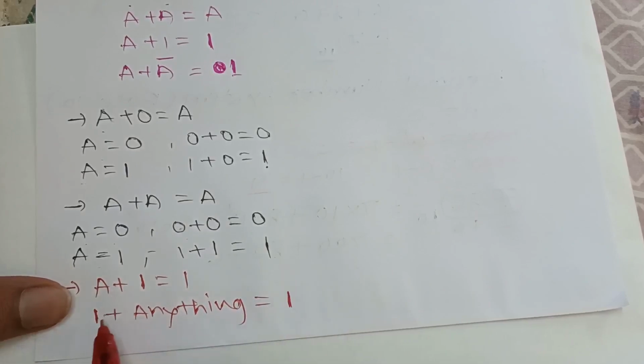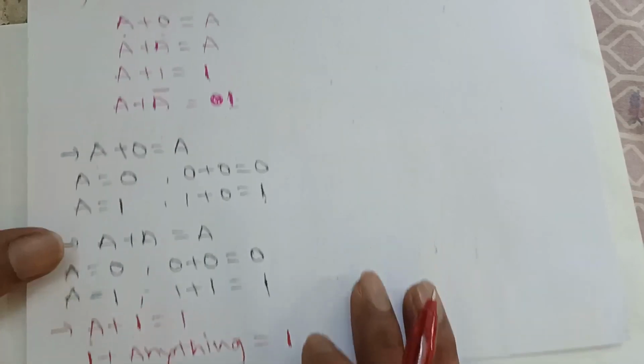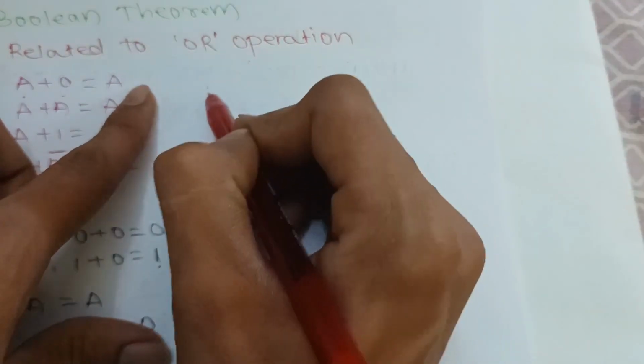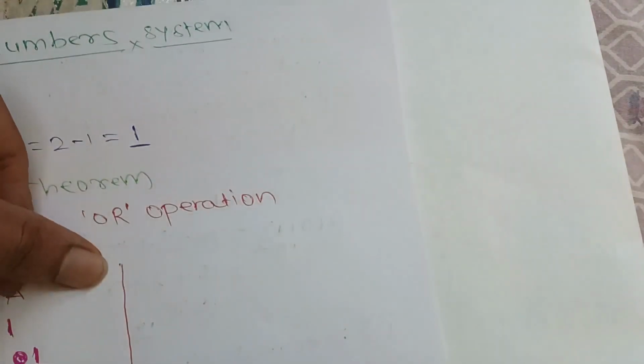So like that, the equation can be resolved. A plus 1 means 1 plus anything is going to be 1. Ultimately we are going to get the result as 1. So we'll see how this can be written. I'm going to put a line in between.